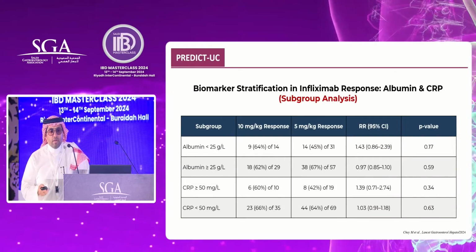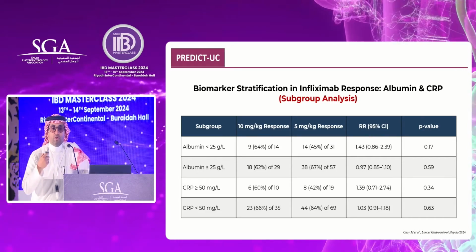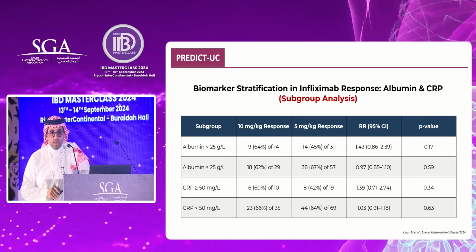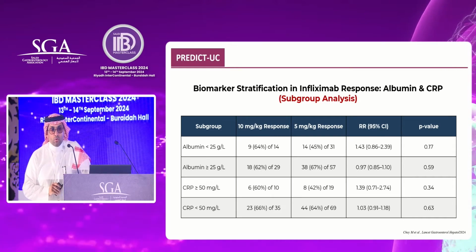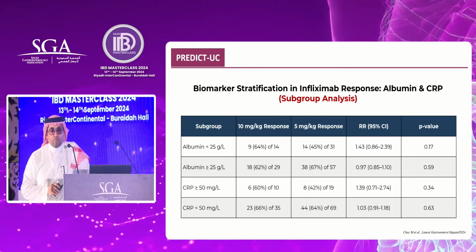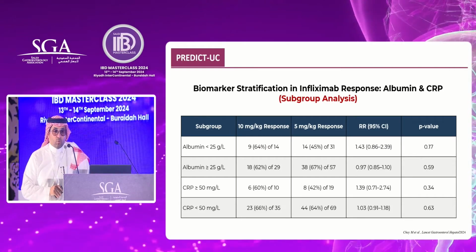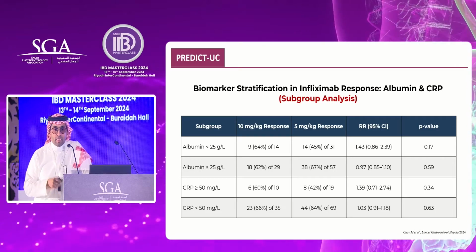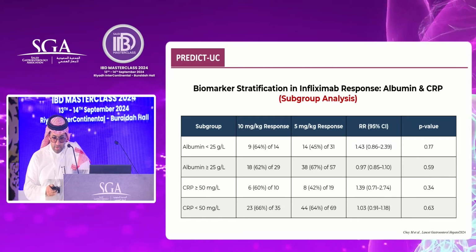So what about the subgroup of patients that have high CRP and low albumin? This is the post hoc analysis from PREDICT UC, and it showed also there is no benefit from adding the intensified dose of 10 milligram in those patients with low albumin and high CRP. Numerically it is better, but statistically non-significant.